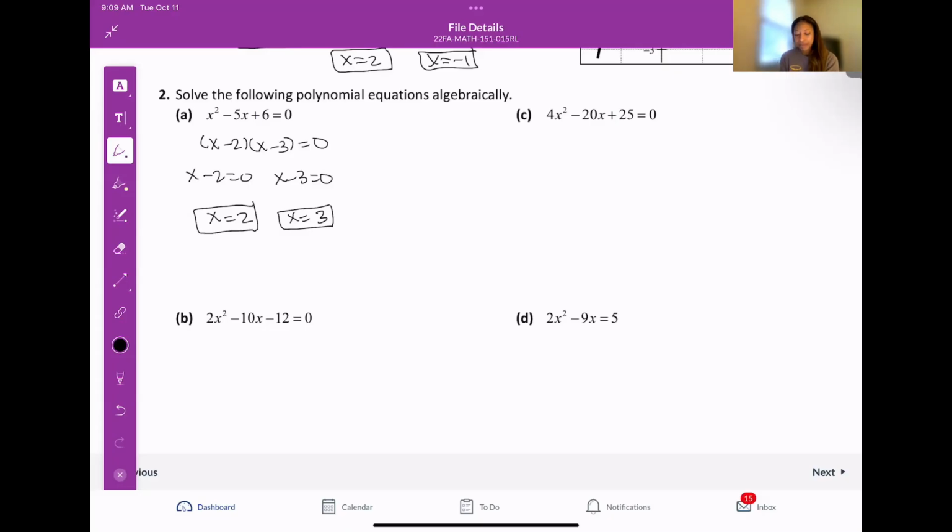All right, for problem B, this one's a little bit more involved because we don't have just an x squared, we have a 2x squared. But for 2x squared minus 10x minus 12, we can factor out a 2 from all of those terms. So factor out the greatest common factor.